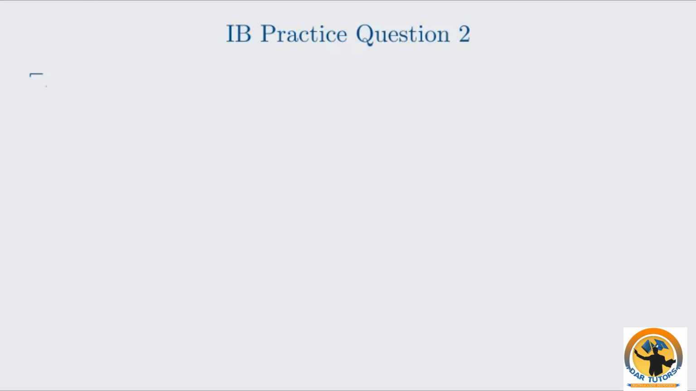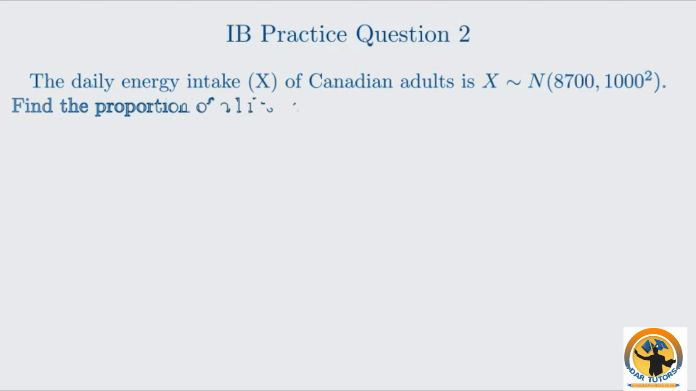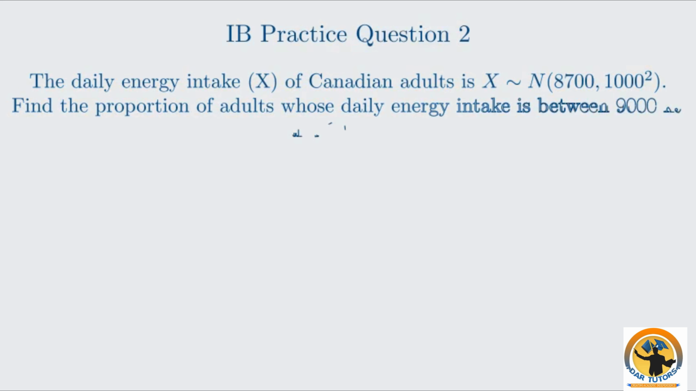Here is question 2. The daily energy intake of Canadian adults is normally distributed with a mean of 8,700 kilojoules and a standard deviation of 1,000 kilojoules. Find the proportion of Canadian adults whose daily energy intake is between 9,000 and 1,000 kilojoules. Again, pause the video and attempt this on your own.